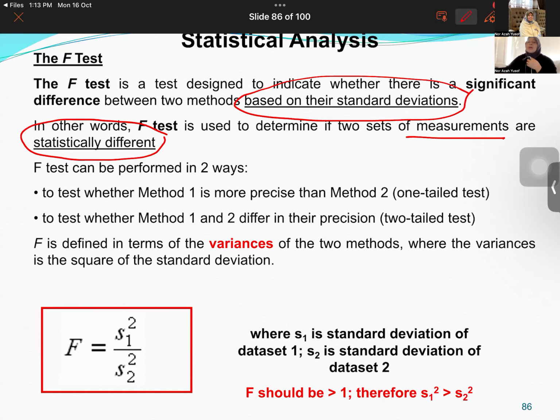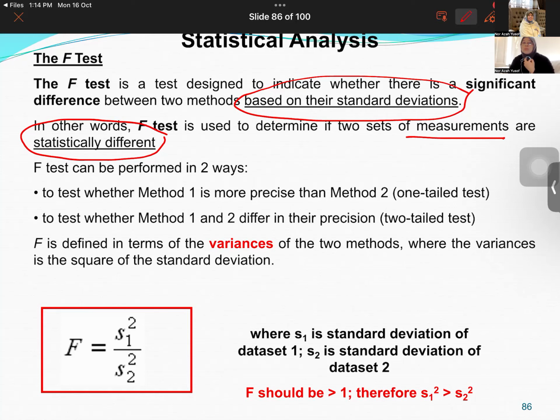So when we do the F-test, it is to check whether there is a significant difference in terms of precision first. F is usually the first test that we do before the T-test. So we test whether method 1 is more precise than method 2. We will discuss the one-tail test and two-tail test later, but first we talk about the formulation. As you can see it is F, so no issue because it's just the name of the test.